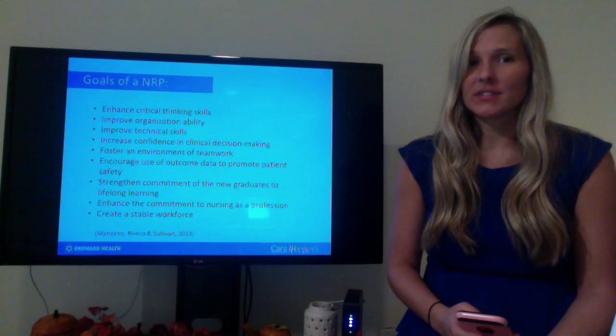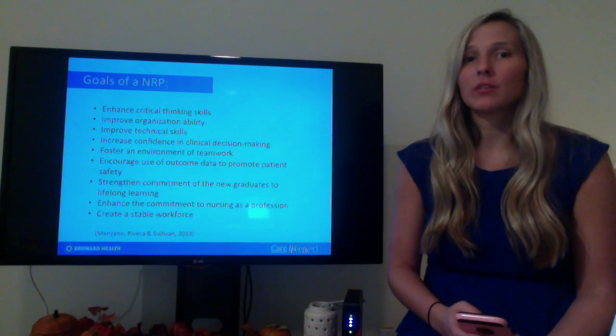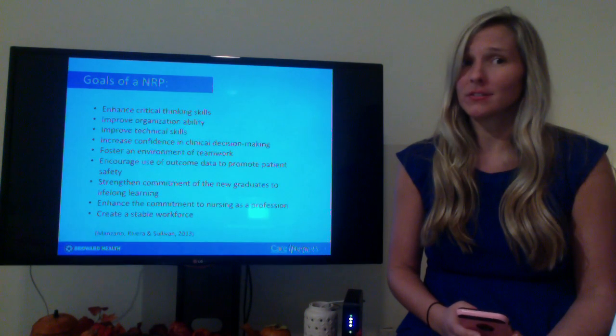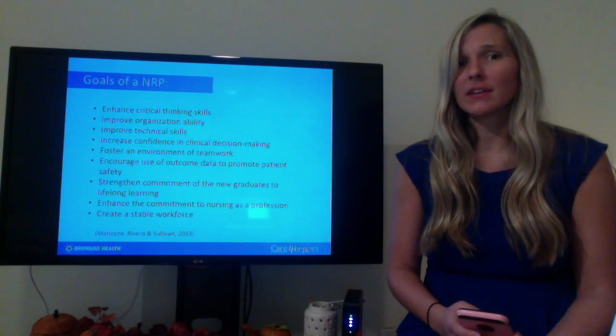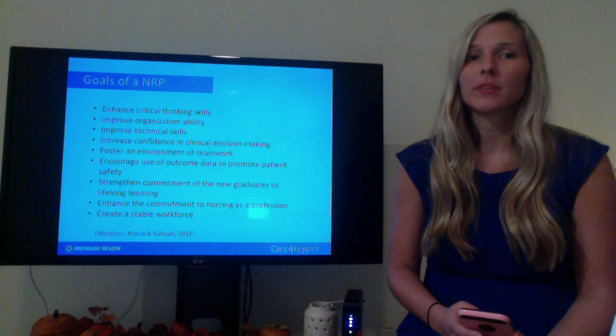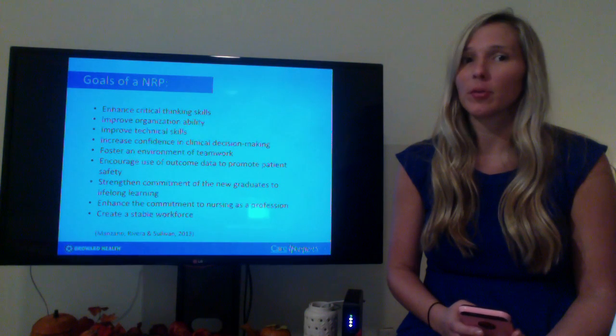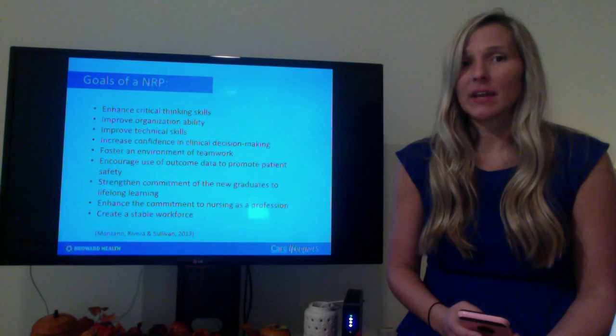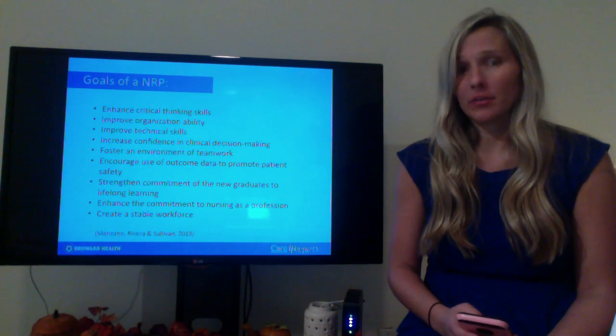The goals of a nurse residency program are to enhance the critical thinking skills of the new graduates, improve organization ability, improve their technical skills, increase their confidence and their clinical decision making, foster an environment of teamwork, encourage the use of outcome data to promote patient safety, strengthen commitment of the new graduates to lifelong learning, enhance commitment to nursing as a profession, and to create a stable workforce within Broward Health.